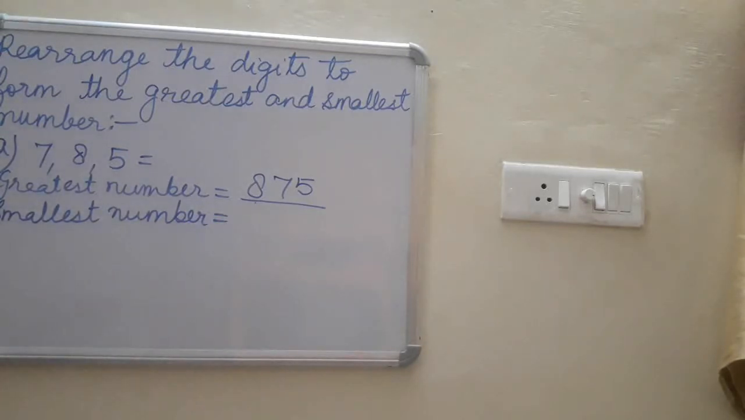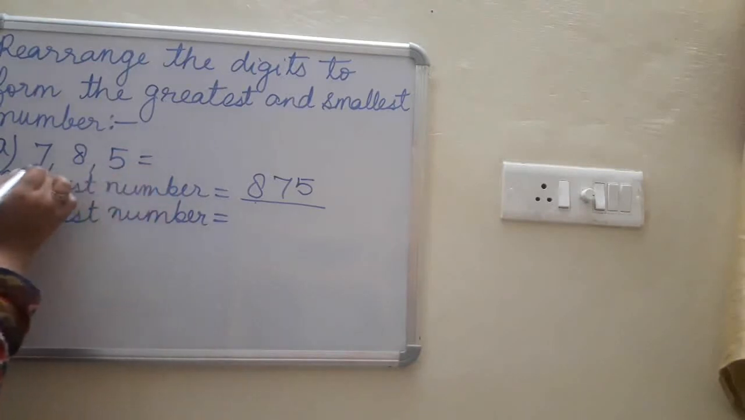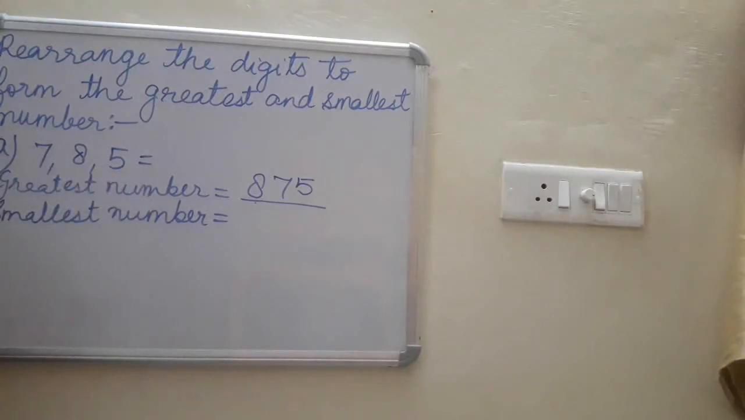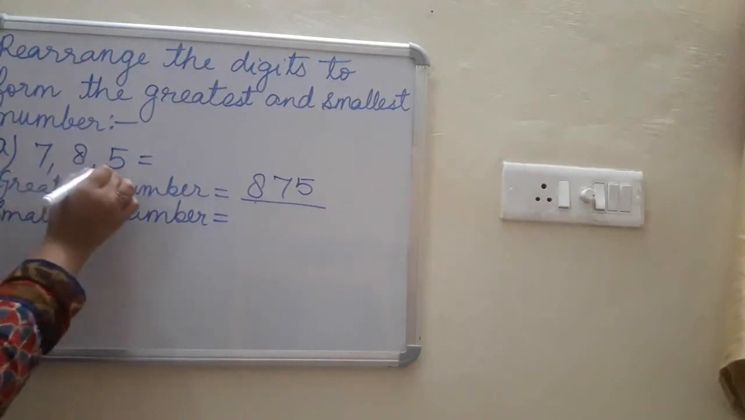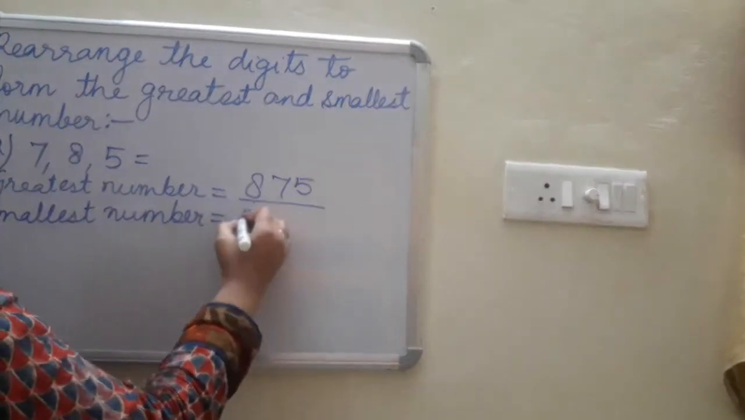Now we will see how to form the smallest number. So here children, which is the smallest number out of 3? Out of these 3, 5 is the smallest number. So we will put 5.